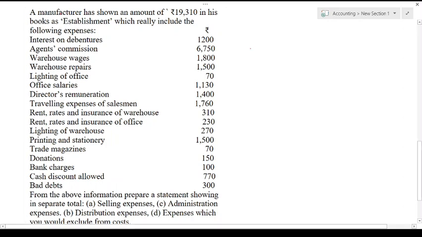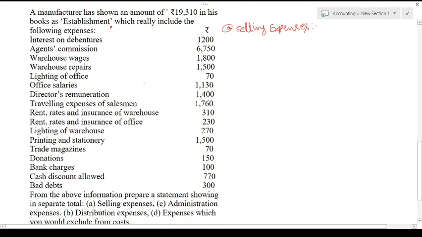Selling expenses. For selling expenses, we need to check the expenses which are relating to sales, that is agent commission, traveling expenses of salesman, and bad debts. These are the expenses relating to sales.